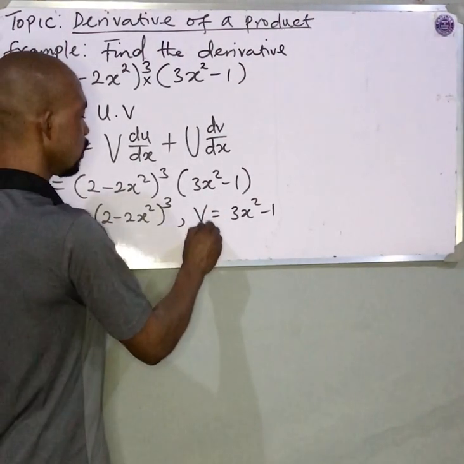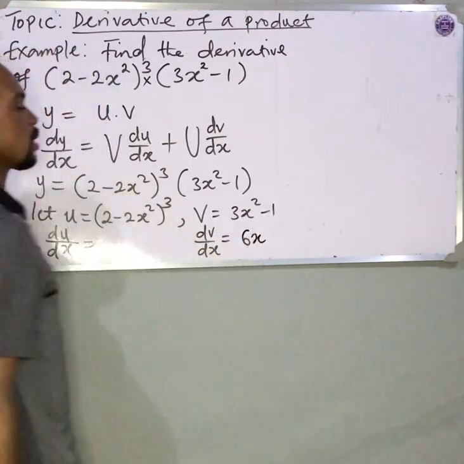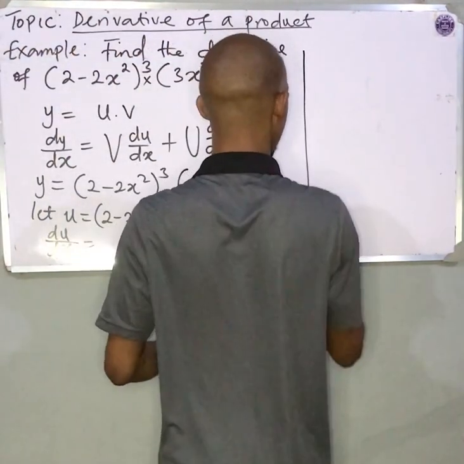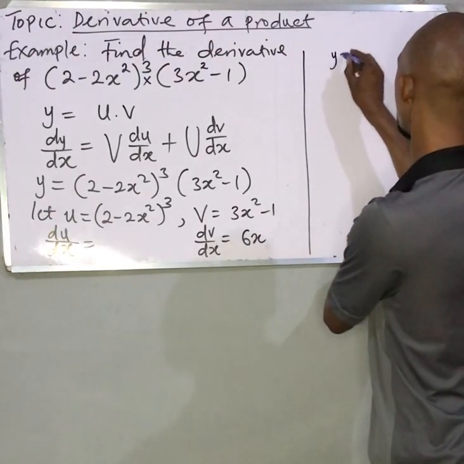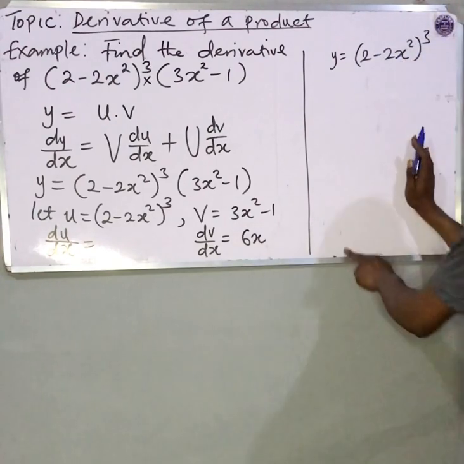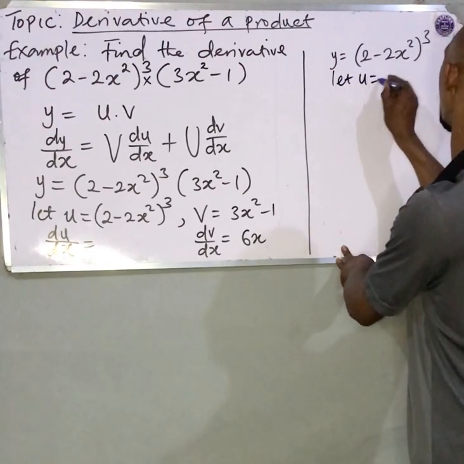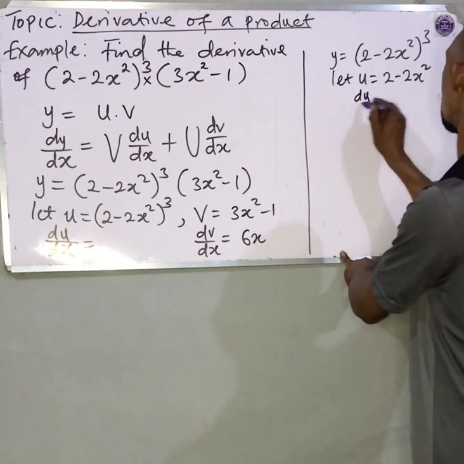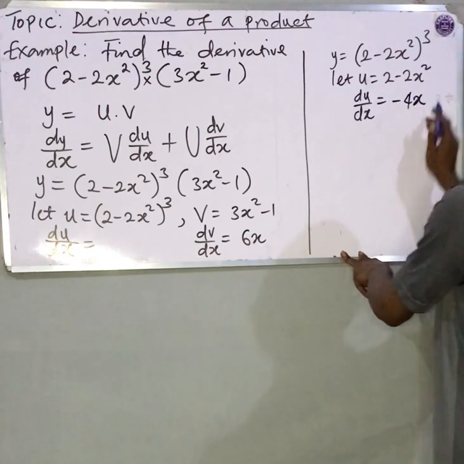This is easy. We have dv/dx to be 6x. Now let's choose this side and differentiate this. We have y equals (2 minus 2x squared) raised to power 3. So, function of a function: let our u equal 2 minus 2x squared, so that du/dx will be minus 4x.